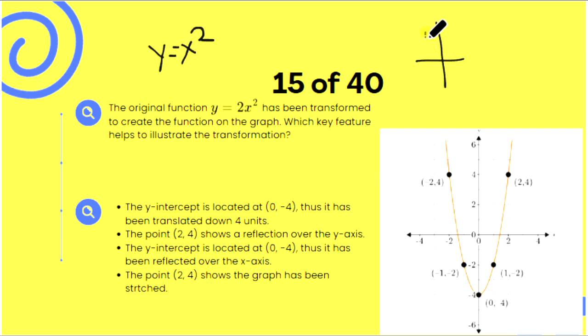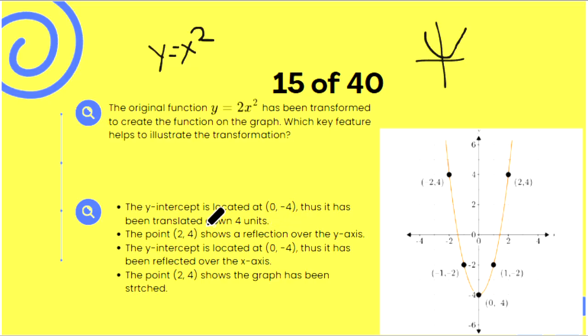So it would look something like this, okay? But because we have 2x squared, we know that something happened to it. Well, it's no longer touching right here, so we know that it's been translated. It's been moved somehow. So it says the y-intercept is located at 0, negative 4. That is correct. Thus, it has been translated down 4 units.